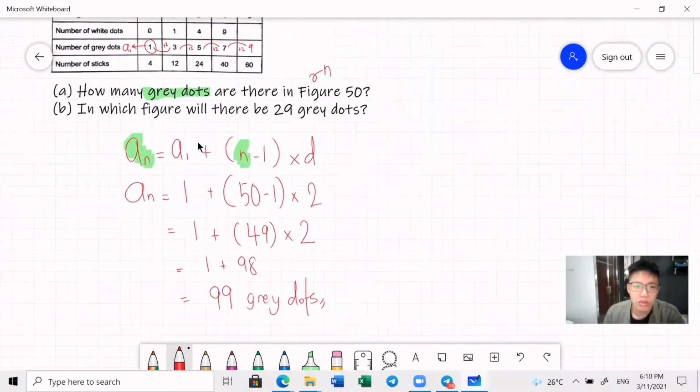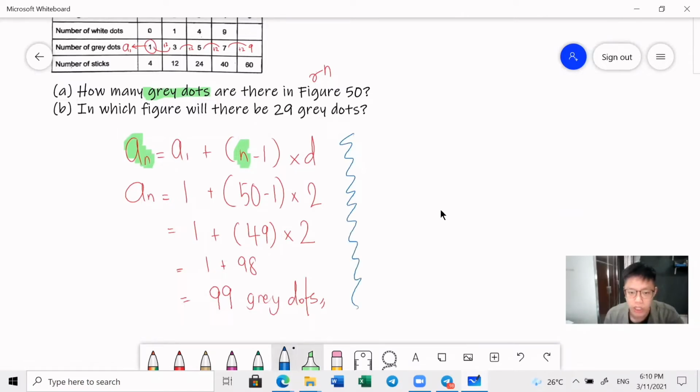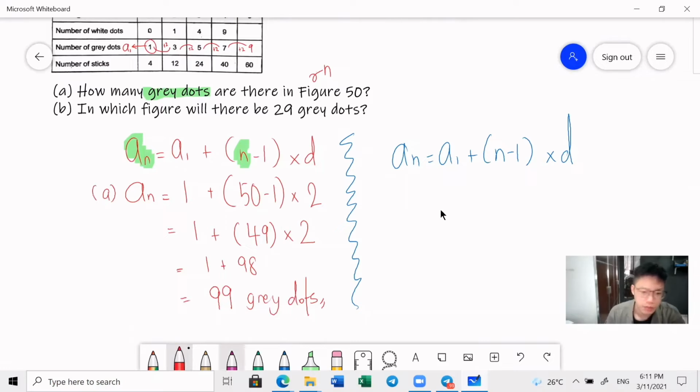And the next thing you want to do is this. In which figure will there be 29 gray dots? Okay, so same thing. Because this is an equal interval question, we want to use the formula again. So an equals to a1 plus bracket n minus 1 times d, right? So again, this is for question number A. And over here, this is for question number B.